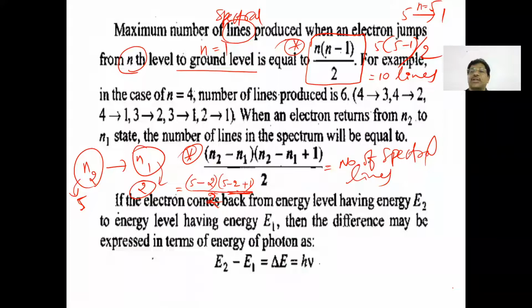ΔE = hν. ΔE is the change in energy, so ΔE is equal to En2 minus En1. Here n1 is the lower energy orbit and n2 is the higher energy orbit.